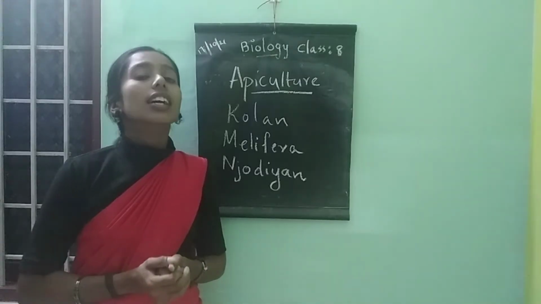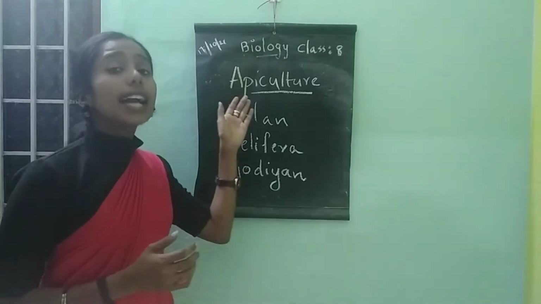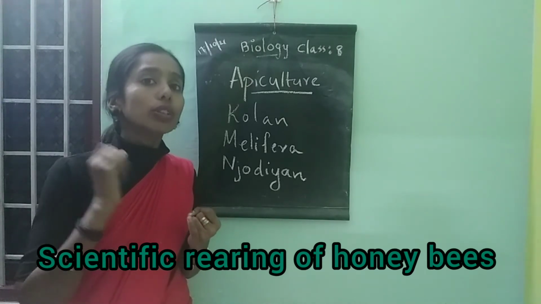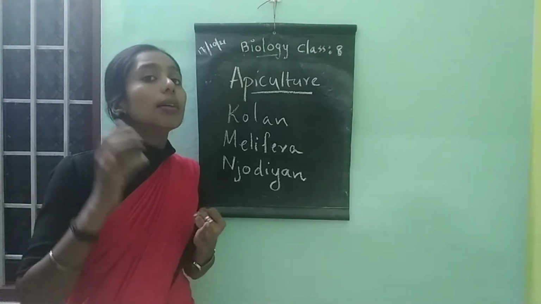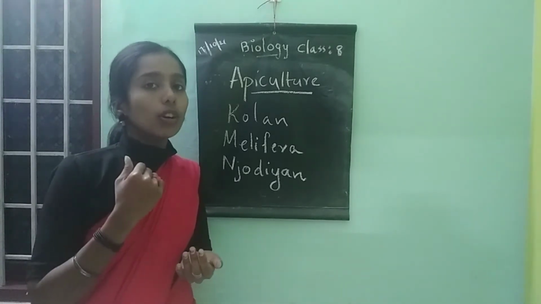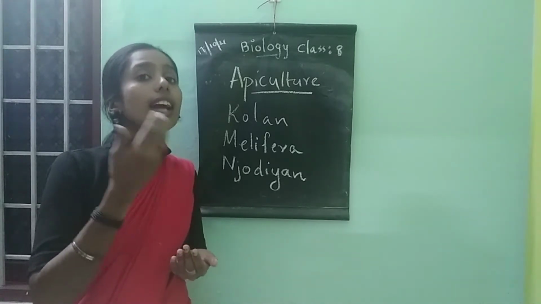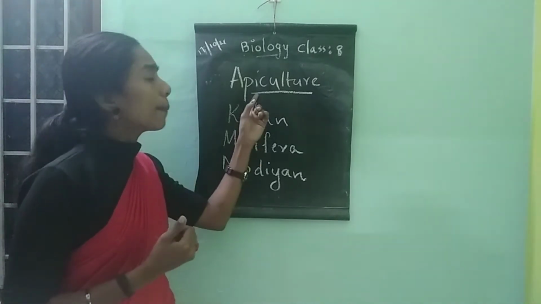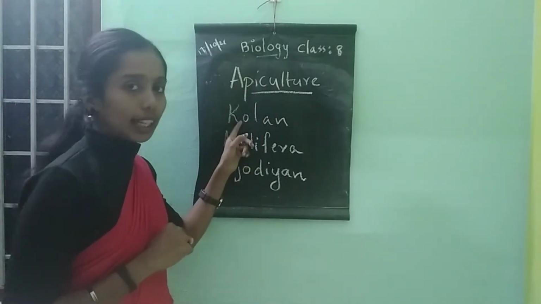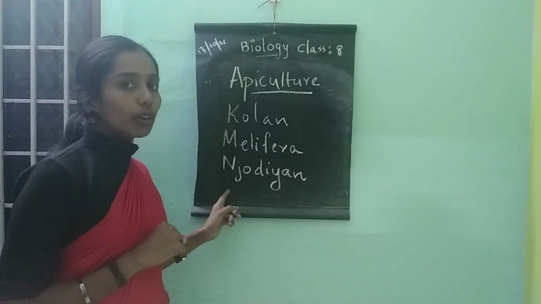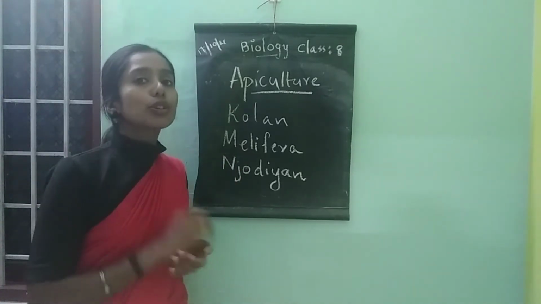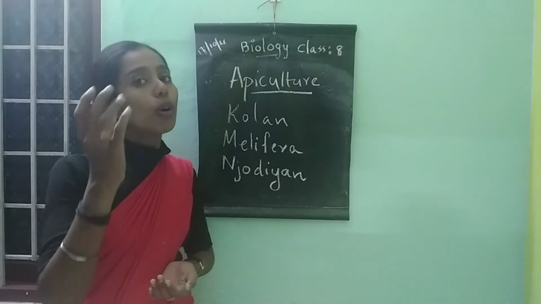Children, next is the rearing of honeybees for honey. You all know that honey has medicinal and nutritional value, isn't it? So where does honey come from? From honeybees. The scientific way of rearing honeybees for the production of honey is called apiculture. The main varieties of honeybees reared for this purpose include Apis cerana indica, Apis mellifera and Apis dorsata. Now the teacher will show you a video on apiculture to make it clearer.